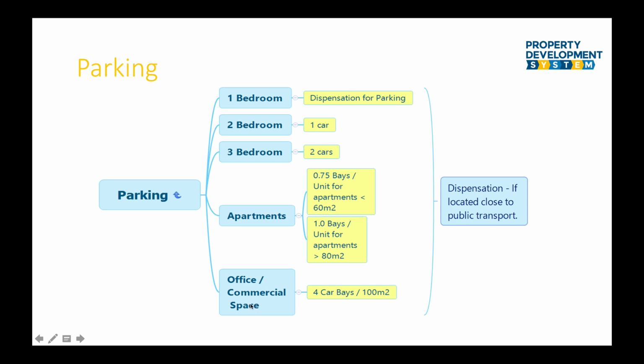Office commercial space has a different requirement. So if you are going to build 1,000 square meters of commercial space, remember that it's 4 car bays for every 100 square meters. Now this is from Frankston, and I've seen that the same thing applies in Kingston as well, but it will change from council to council. So you will always have to find out what it means.